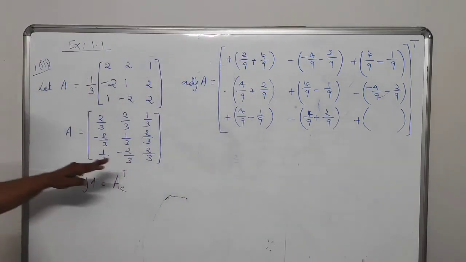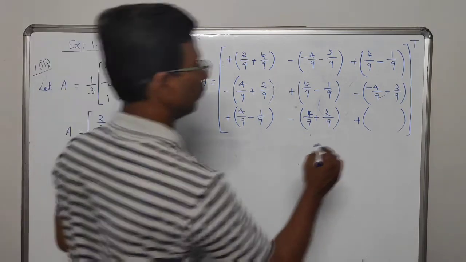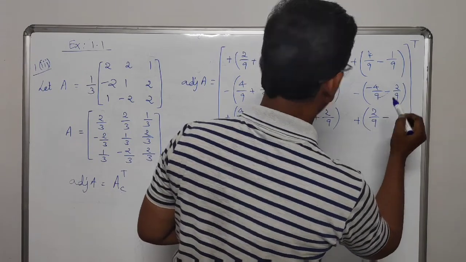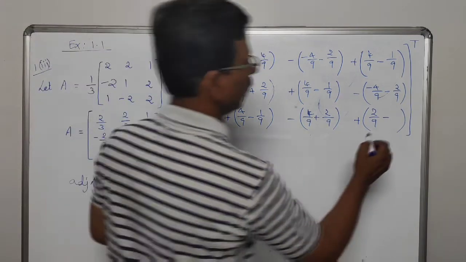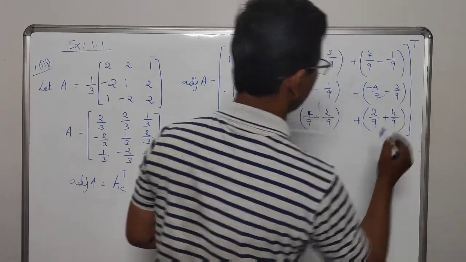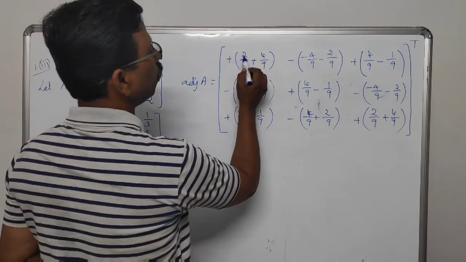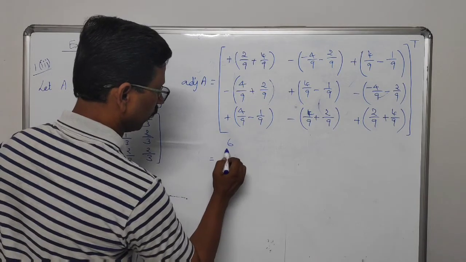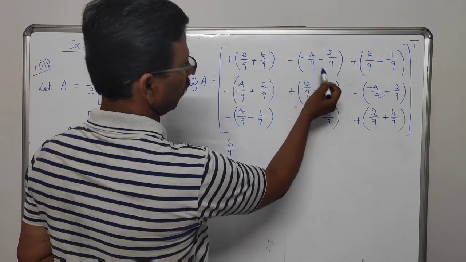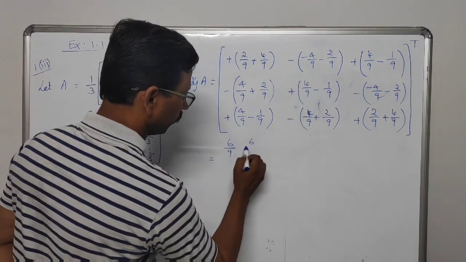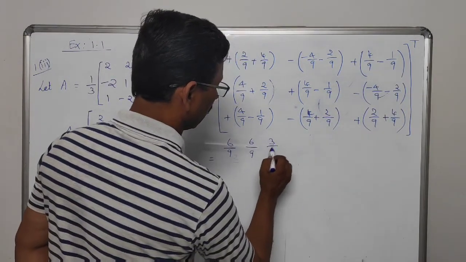Now for this last element, leave the third row and third column, you can get these four elements: 2 by 9, 2 by 9 minus 4 by 9, minus of minus plus, therefore plus 4 by 9 we can write. Now after this, 2 plus 4 is 6, you can write 6 by 9. Minus 4 minus 2 is minus 6 by 9, minus of minus 6 plus 6 by 9. Then 4 by 9 minus 1 by 9 gives 3 by 9.